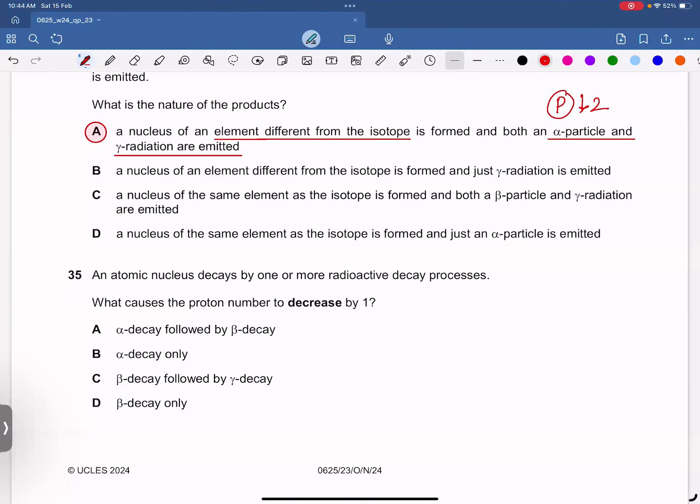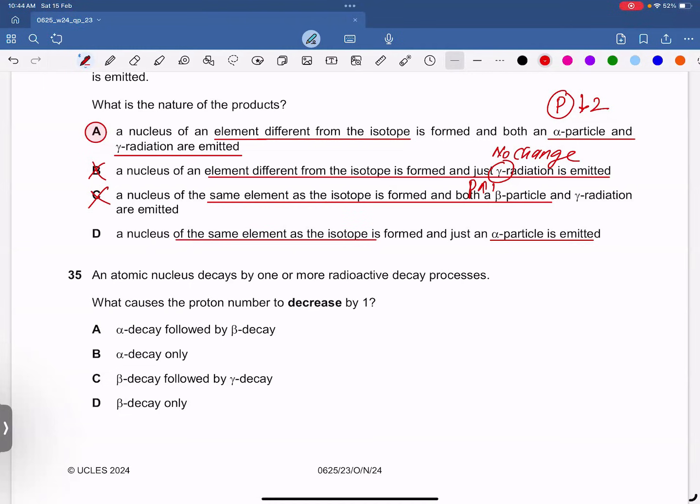Let's see what B says. A nucleus of an element of different isotope is formed when just gamma is emitted. No, gamma causes no change. B is wrong. A nucleus of the same element is formed when beta with gamma is emitted. No, when beta is emitted, the proton number increases by 1. A nucleus of the same element as the isotope is formed when alpha is emitted. No, alpha will cause the proton number to decrease by 2. So wrong answer. Only a different isotope will be formed when alpha or beta are emitted.